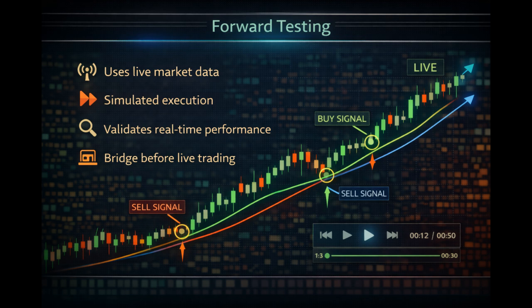For example, a Renko-based algorithm may automatically generate buy signals when price breaks above resistance levels. Before deploying this algorithm to trade real funds, developers will forward test it to ensure that the signals behave as expected. Forward testing for internship projects.